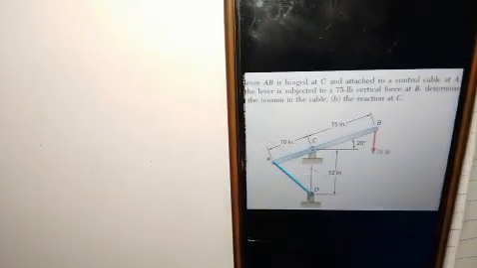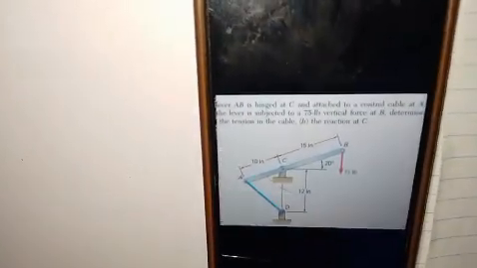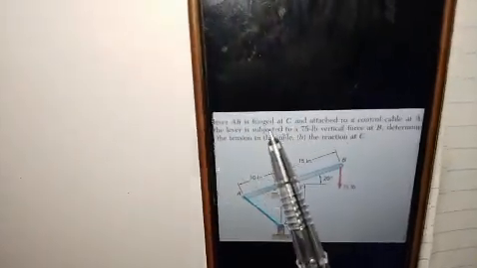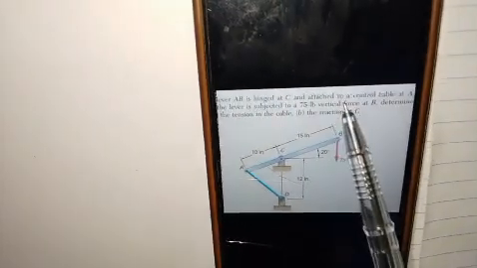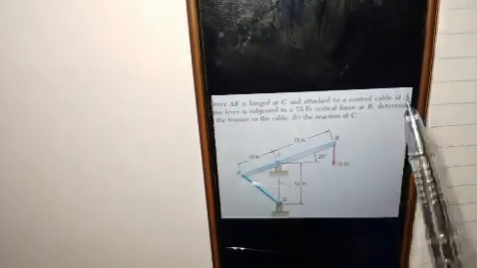Welcome to Engineering Mechanics. So here is a question of equilibrium of a rigid body. The question says lever AB is hinged at C. So this is where it is being hinged and attached to a control cable at A. So this is the control cable A. Don't forget this is a control cable A.